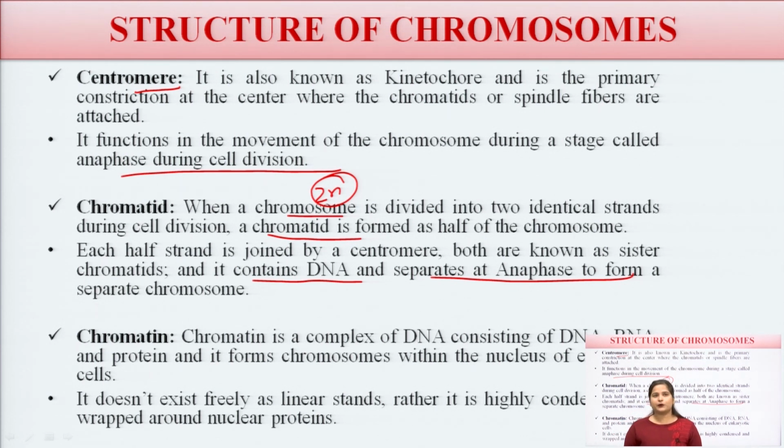Now, next is the chromatin. Chromatin is a complex consisting of DNA, RNA and proteins, and it forms the chromosome within the nucleus of eukaryotic cells. It does not exist freely as a linear structure; rather, it is highly condensed and wrapped around nuclear proteins, which means these chromosomes are not really free to move because they are coiled within the nucleus.